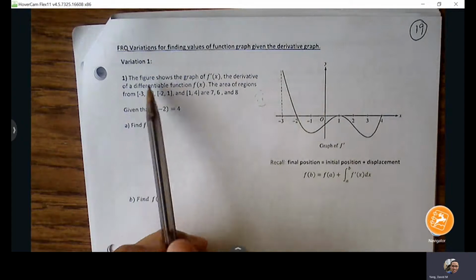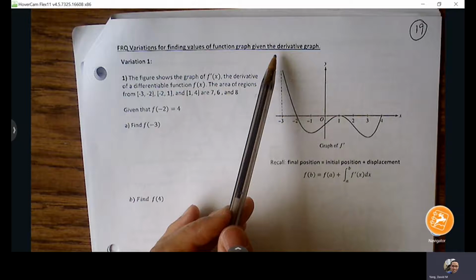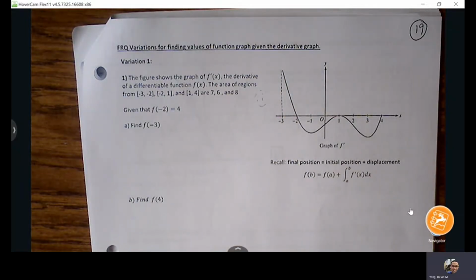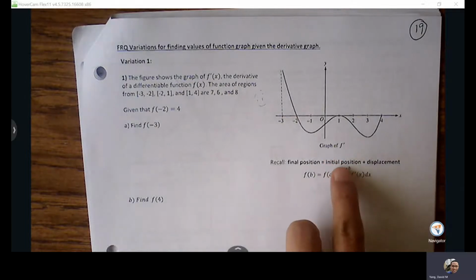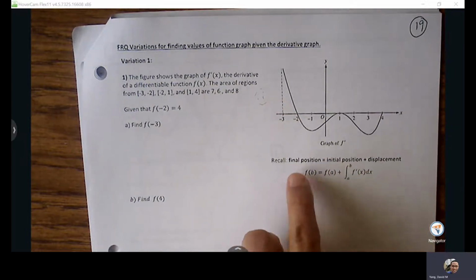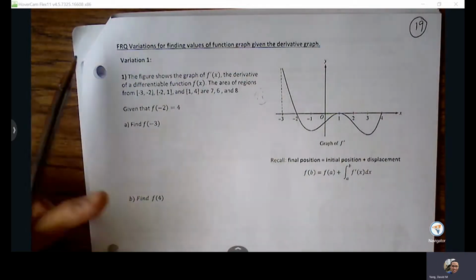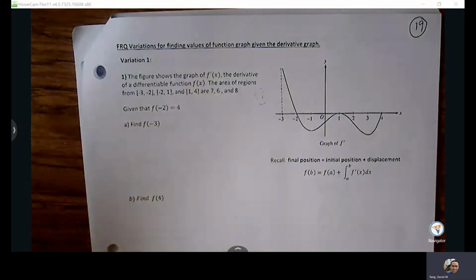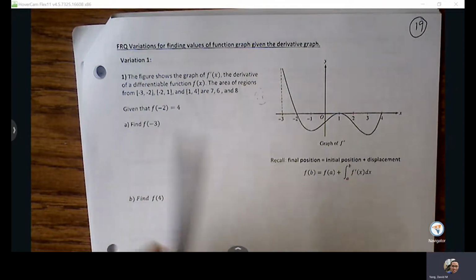So page 19 says, this is FRQ variations for finding values of a function graph given the derivative graph. There's been just some questions about, well, how do I know when I have to involve adding an initial position plus displacement if I want to find a final position, versus when can I just use the integral given to me? So I want to show two different variations so that you can see that distinction when we're trying to find a value using a derivative graph.